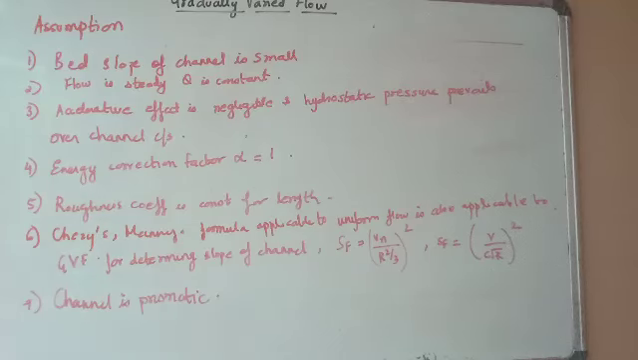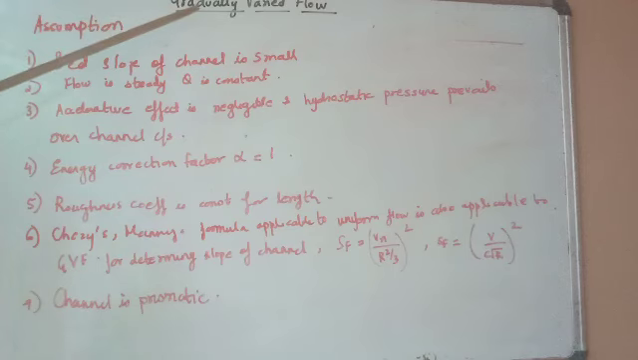Today we will be moving to the new topic, that is gradually varied flow. In a gradually varied flow, the depth of flow changes gradually. In a rapidly varied flow, I've told you the depth is changing rapidly. But if a gradually varied flow is there, it means if water is flowing, the depth will be slowly increasing. That is called a gradually varied flow.